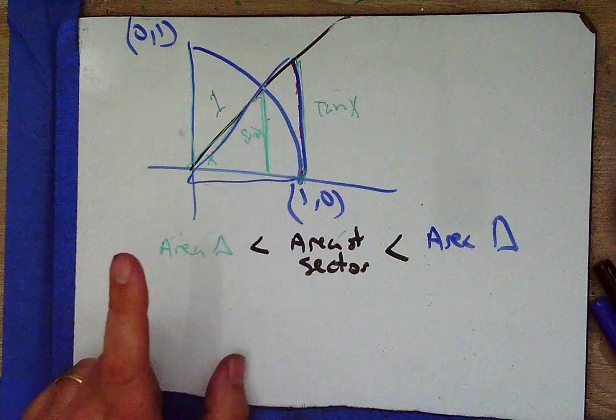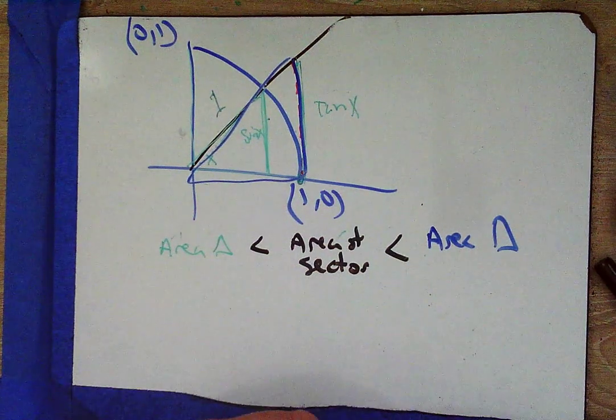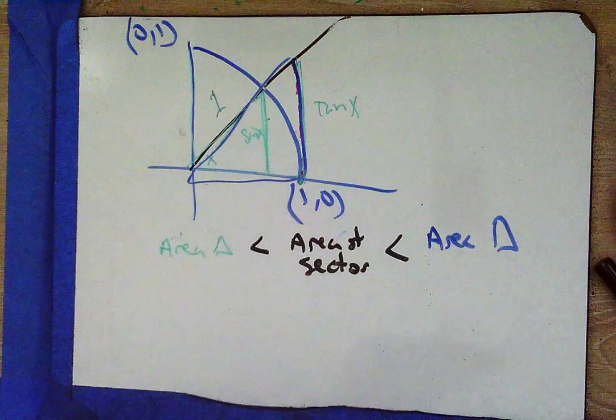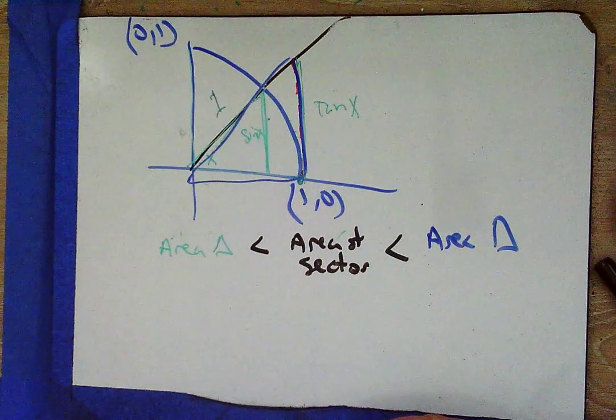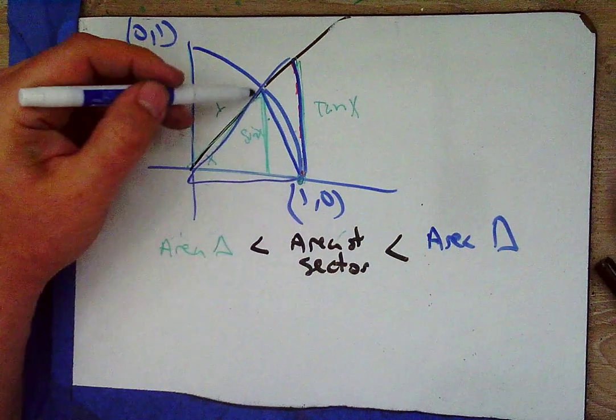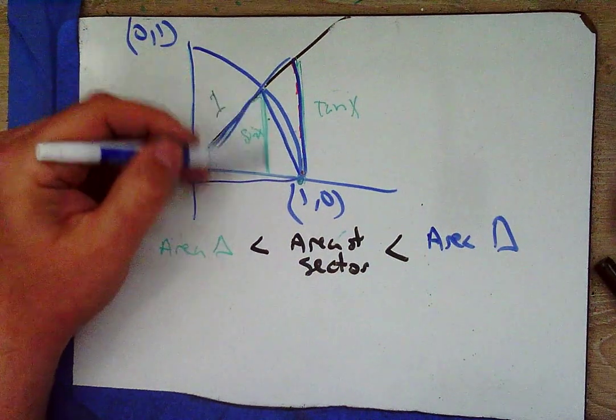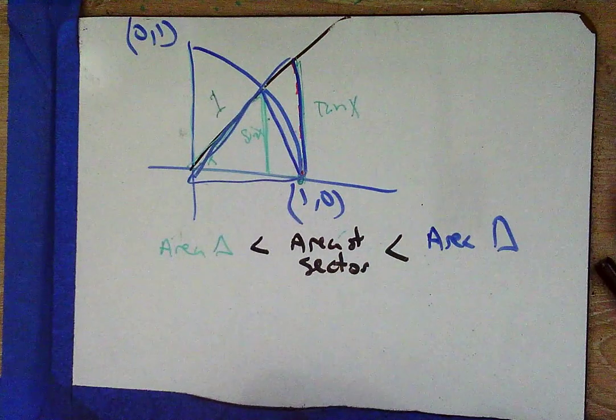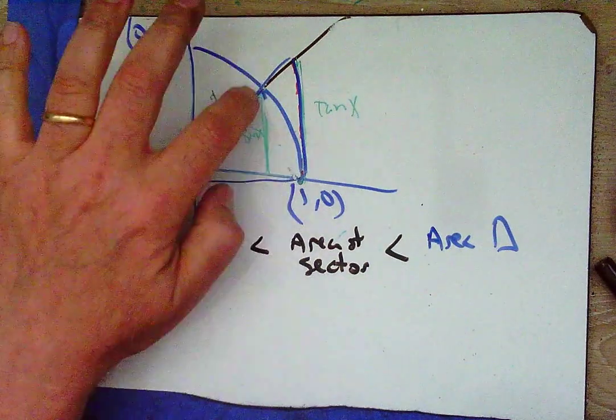Okay, so for the green triangle, it's 1/2 base times height. The base of this triangle, oh, I'm sorry, this is the triangle I'm considering. That's just the height of that triangle. So, I want that to be a different color.